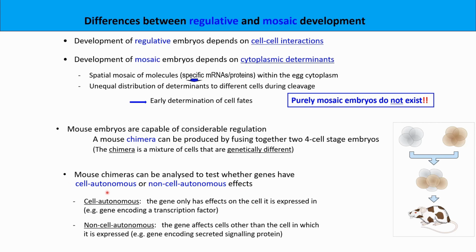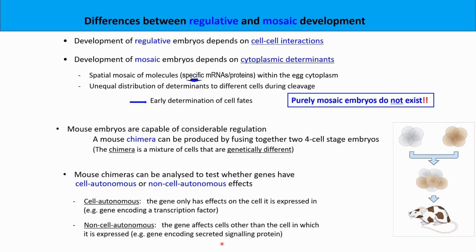And I mentioned these definitions before. Cell autonomous is the gene that only has effects on the cell that it is expressed in. A typical example of this would be a transcription factor. It's not secreted across to the neighboring cell. It's acting cell autonomously. A non-cell autonomous gene affects a cell other than the cell in which it is expressed.